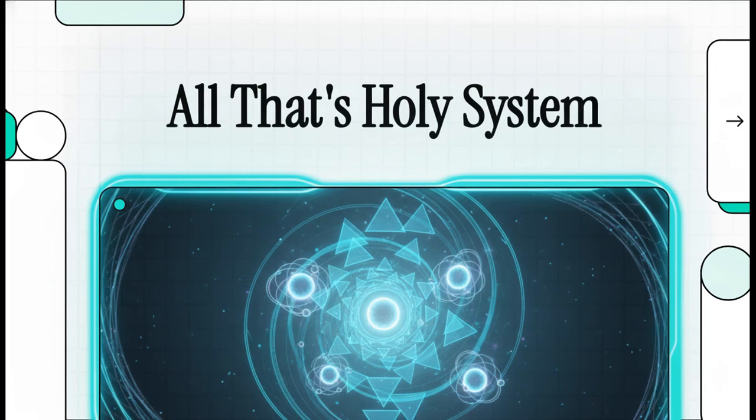All right, let's jump right into it. Today, we're decoding something that is literally going to reshape how you visualize the very building blocks of reality. We are looking at some seriously paradigm-shifting source material regarding the All That's Holy system, and it asks us to completely rethink the periodic table, the structure of matter, and honestly, the fundamental mechanics of the universe itself.